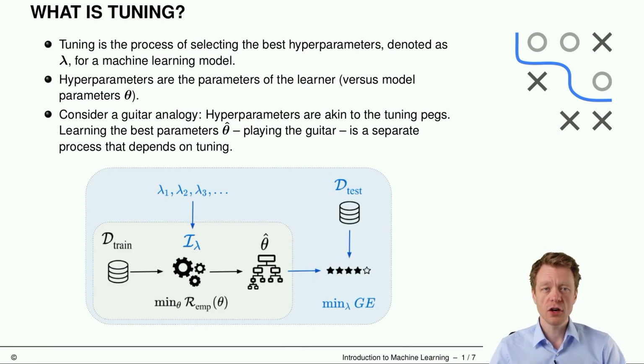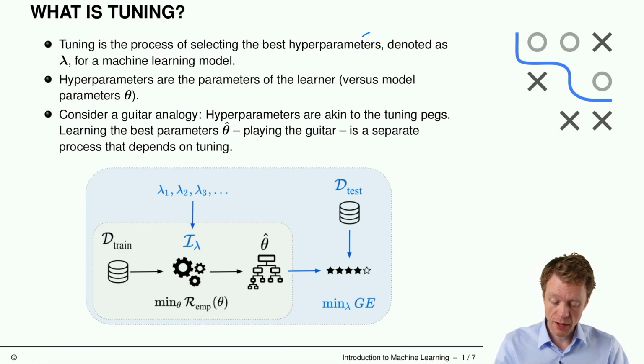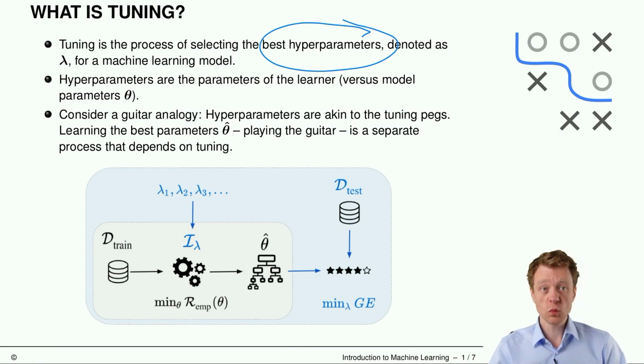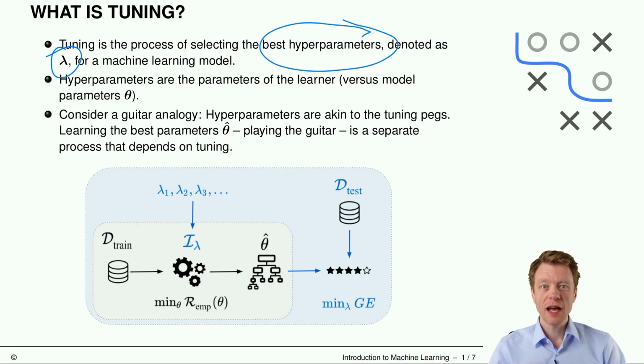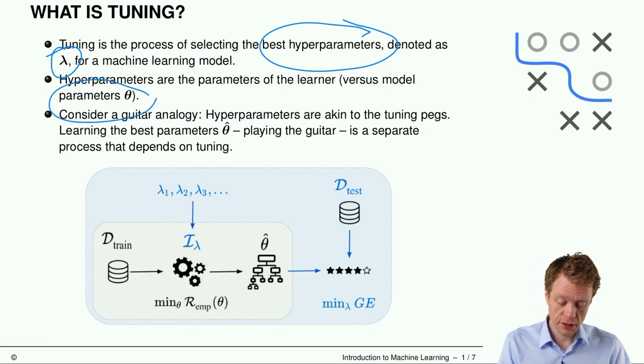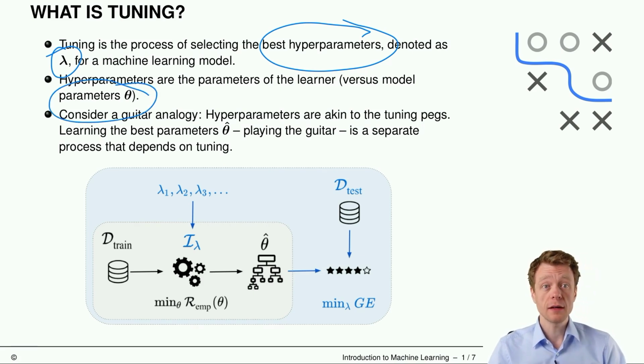Tuning is the process of finding the best hyperparameters. We denote those hyperparameters by lambda, and those hyperparameters are different from the parameters that we have seen earlier. Parameters denoted with theta are model parameters, and hyperparameters are parameters of the learner, so one step before getting the parameters. In this guitar analogy, consider the following.